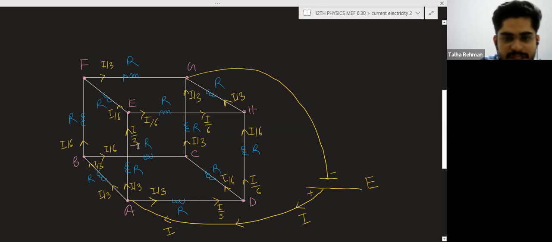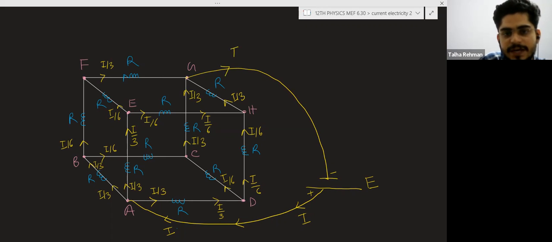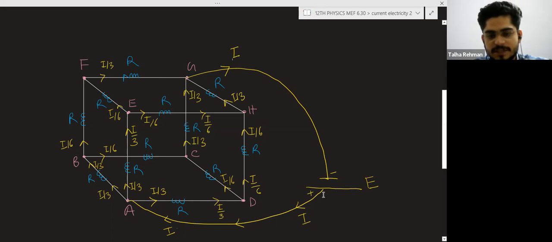So now you can see I by 3 is coming from here, I by 3 from here, and I by 3 from here. When you add, you will get the current I. So see here, the current I is coming in and the current I is going out.